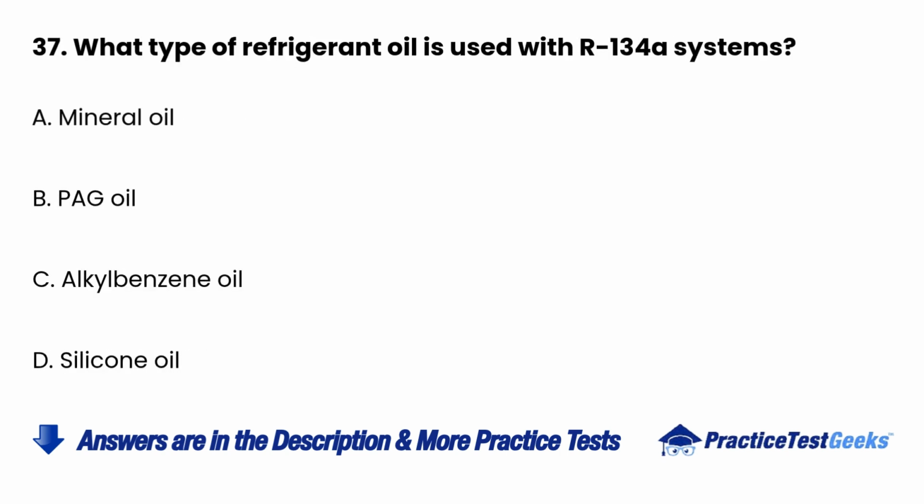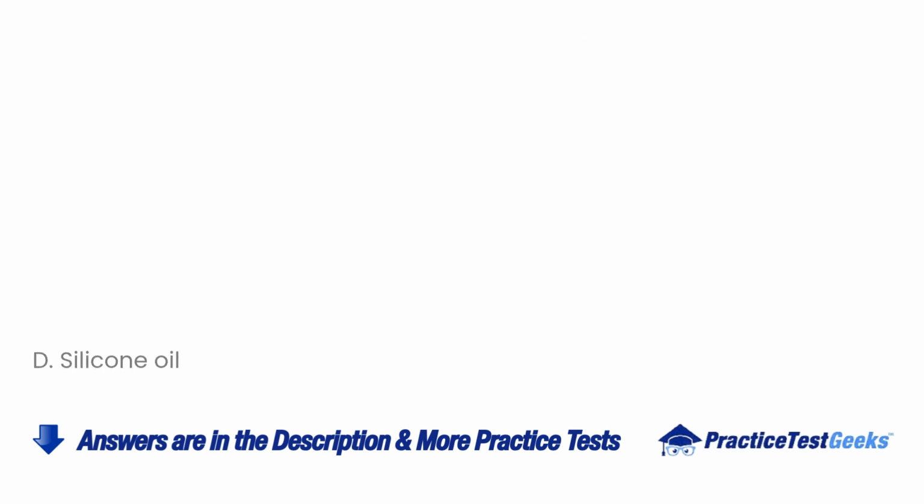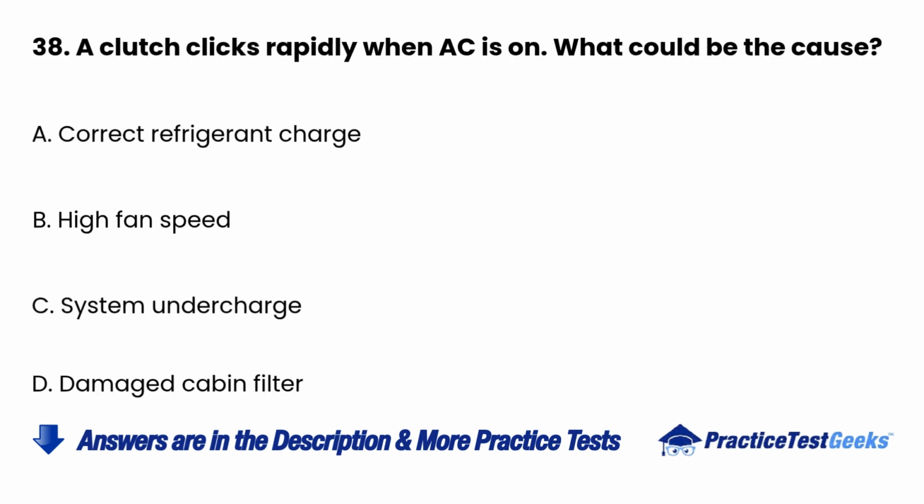37. What type of refrigerant oil is used with R-134a systems? A. Mineral oil. B. PAG oil. C. Alkyl benzene oil. D. Silicone oil.